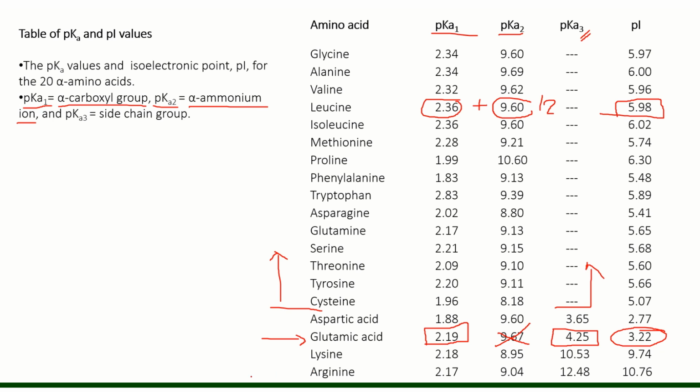Try this with arginine. Exactly. You will ignore the acidic portion because that's not relevant to us. And then you add the two base species together and divide them by 2, and that gives you 10.76.